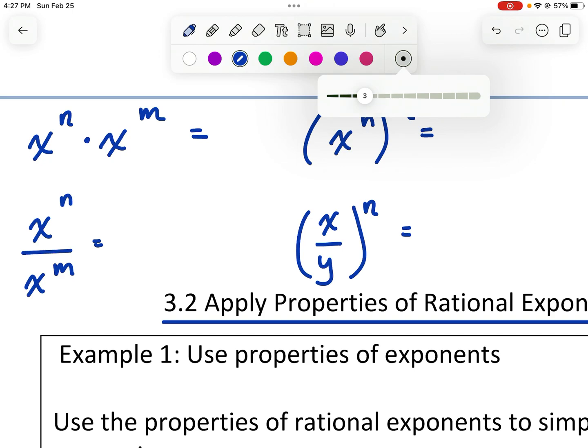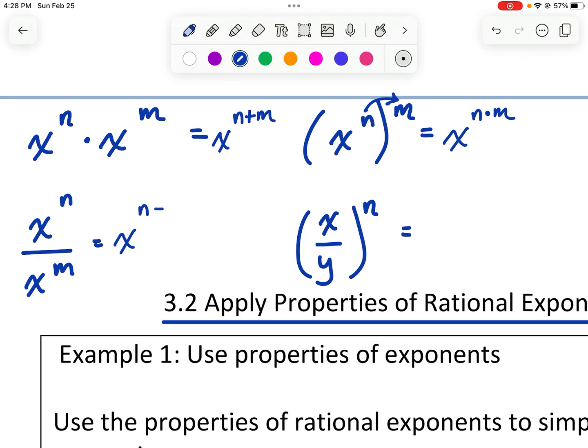All right, so you should have filled these in. These are not new. So when we multiply, we add our exponents. When we have a power to a power, we multiply the exponents. And then when we divide, we subtract the exponents. And here, x cannot equal 0 because we can't divide by 0. Same thing with this one, y cannot equal 0. Here, the n on the outside belongs to both the numerator and the denominator of the fraction.